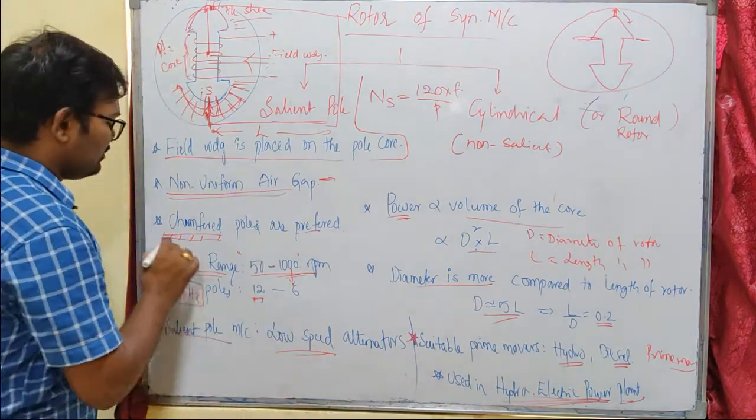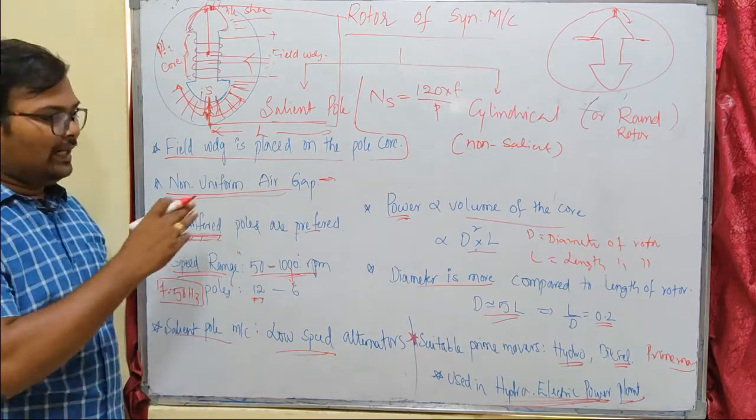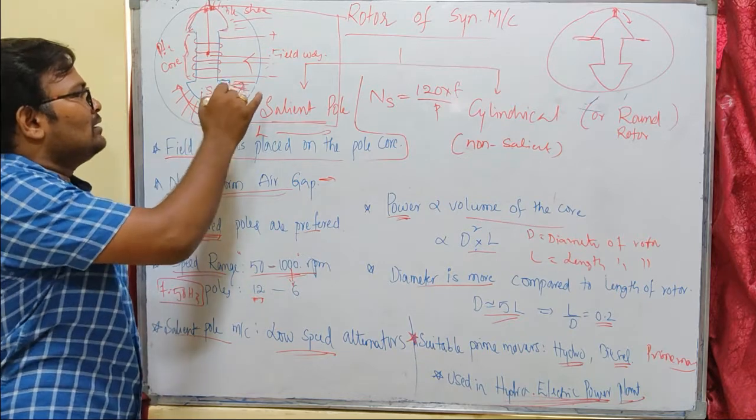They are called chamfered poles, where the air gap is minimum at the pole center and increases towards the pole end. At the pole center the air gap between stator and rotor is less, and it increases towards the pole end.